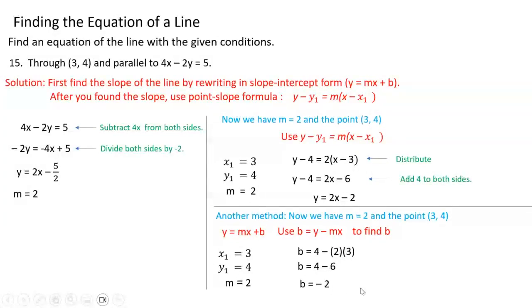So we get b equals -2. So the answer will be the same as before: y equals 2x minus 2. See, guys, you get the same thing.